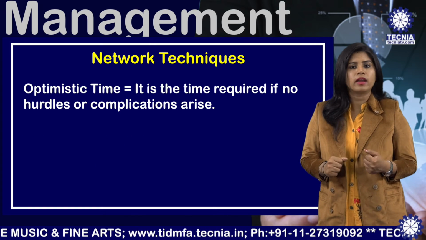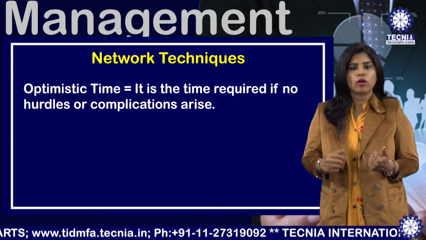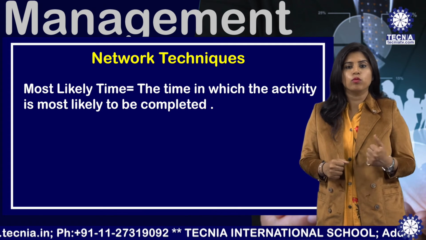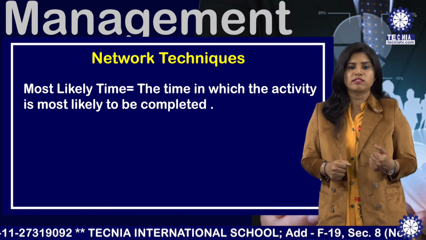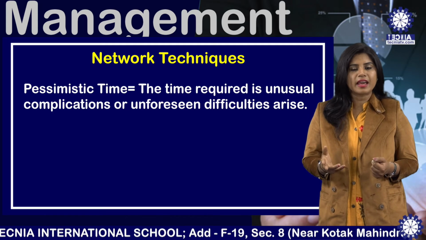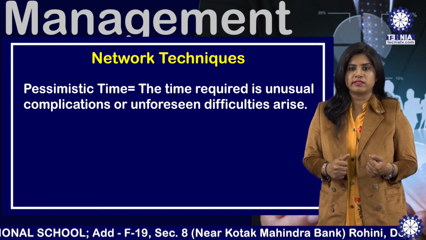Now, what do you mean by optimistic time? It is the time required if no hurdles or complications arise. What do you mean by most likely time? The time estimate in which the activity is most likely to be completed. Next, pessimistic time. The time required if unusual complications or unforeseen difficulties arise.